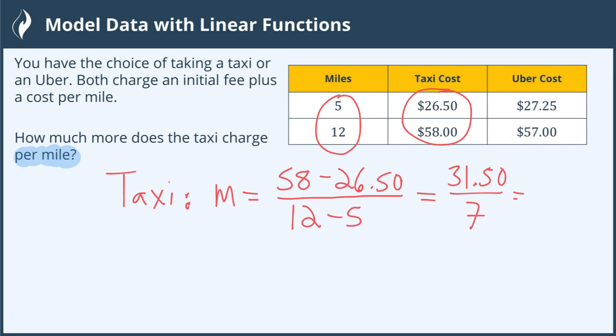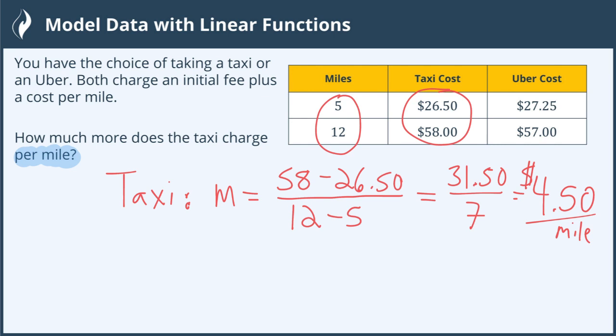Now let's divide those two. When we do that, we get 4.5, or because it's money, we can say $4.50. Now, notice here that that $4.50 is the cost per mile because our input is miles and our output is the dollar. So dollars over miles.